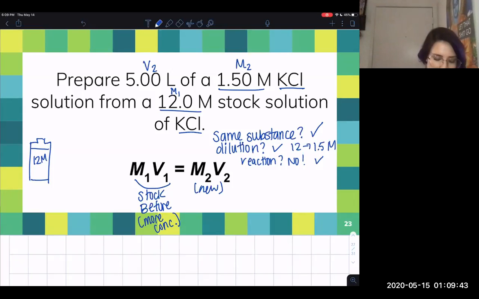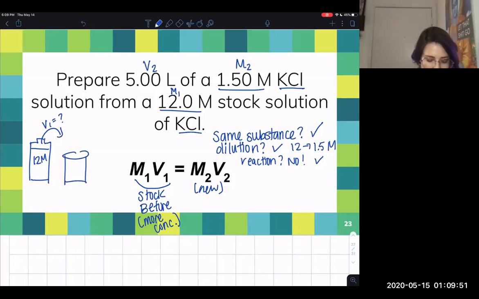Same idea. So how much of this V1 do I take out and put into the new container that's 5 liters? And it's going to be 1.5 molar. So the question is, how much of the 12 do you take out?